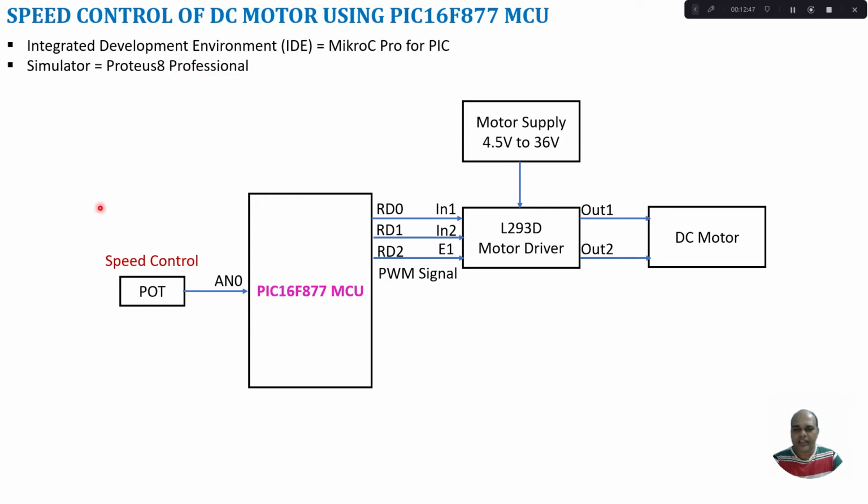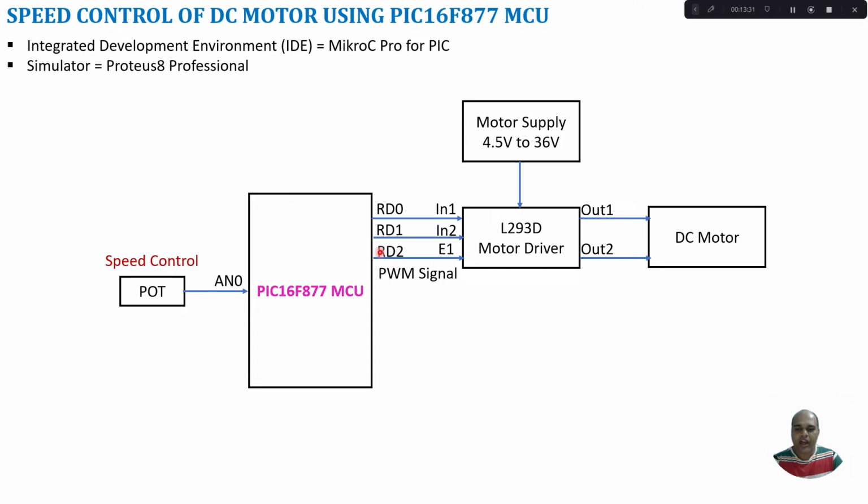This is the connection block diagram of the speed control of a DC motor. Here I use a PIC16F877 microcontroller and I am going to connect a potentiometer. By varying the potentiometer, the speed of the DC motor is going to get altered. It is connected to channel 0, AN0, of your PIC microcontroller. I am going to use 3 port lines, RD0, RD1, RD2. RD0 and RD1 go to in1 and in2 of your L293D motor driver, and RD2 I am going to use as an enable line.